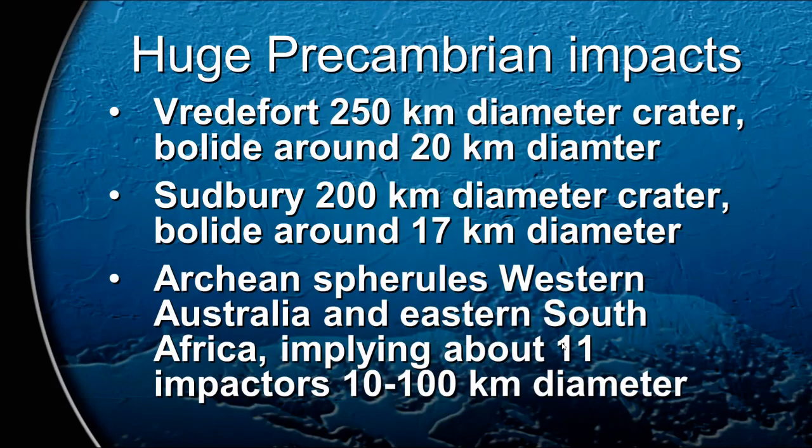And then in the Archean, remember the Archean is older than 2.5 billion years, they have found spherules in Western Australia and Eastern South Africa. And they're widespread. They're up to almost a meter thick of these things. And there's been a lot of research on this. At first, a lot of geologists didn't believe that they could be from impacts. So there was a lot of skepticism at first, but now there's hardly any skepticism. And they've settled down to that these represent probably around 11 impactors that are 10 to 100 kilometers in diameter. There's no craters associated with them, it's just the spherules in these thick sedimentary rocks in Western Australia and Eastern South Africa.